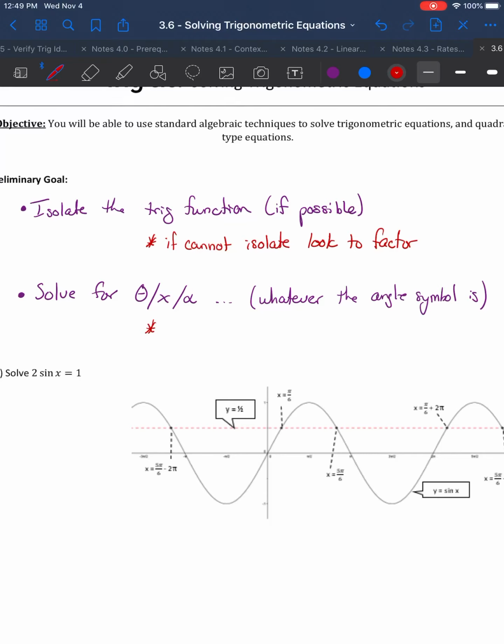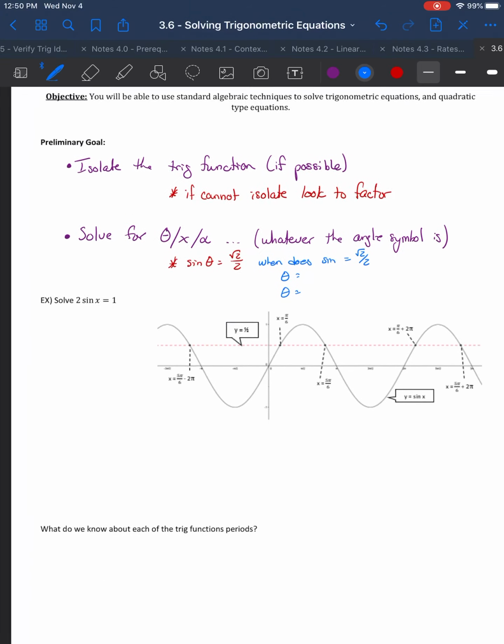Now, with that said, remember, we're solving for the angle itself. So if you get down to something like sine of theta equals square root of 2 over 2, that's not your solution. That's the point when you're going to ask yourself, when does sine equal square root of 2 over 2? And you're going to give me the theta values. So you're going to have to use your unit circle. Okay?